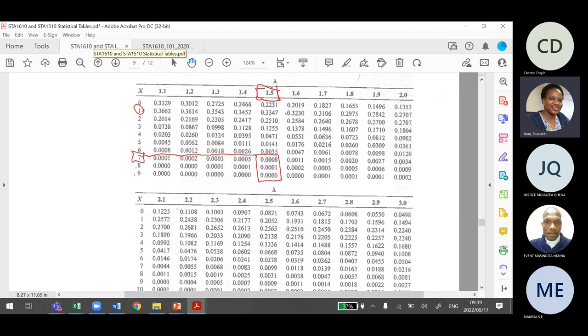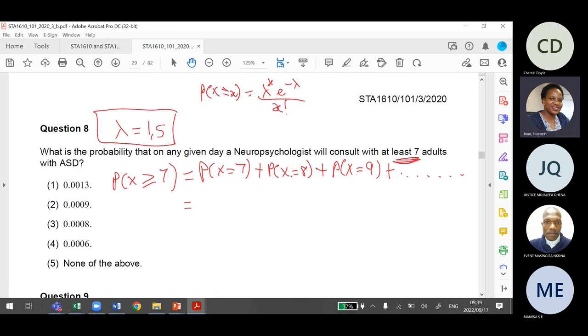0.08 and 0.001. So you just say 0.008 plus 0.000. That's how you will identify your answer. And the answer is 0.0009. It is as straightforward as that.